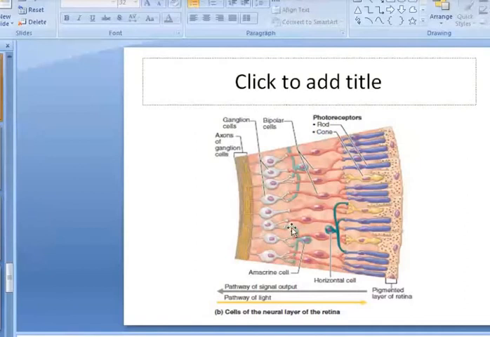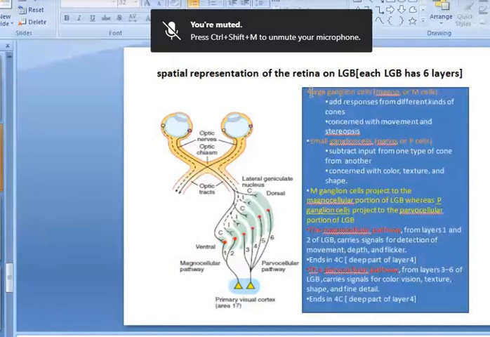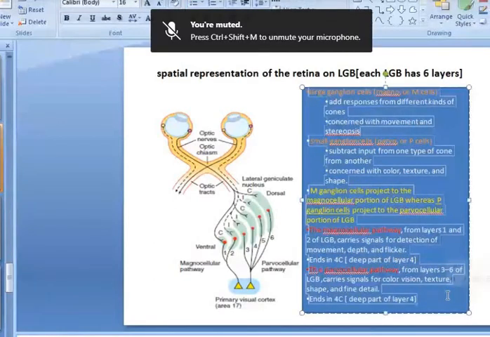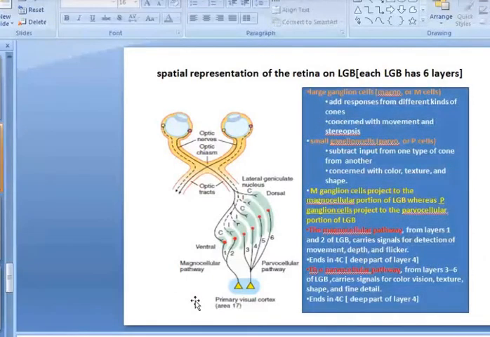I want to show this figure now. Look at the axon of the ganglionic cell. I will be telling you about the different types of pathways. There is a large ganglionic cell. Can you see this slide or is it blurred? We can see, sir. Okay.